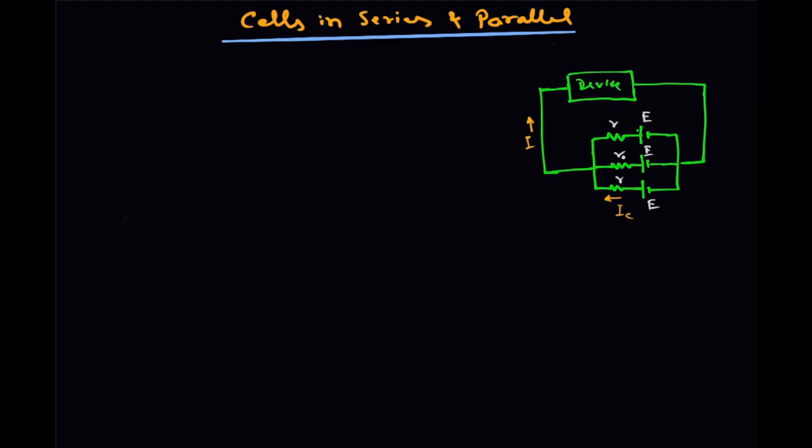If there are 3, then you can say that 3 times IC is equal to I. If there are such N cells in parallel, then N into IC is equal to I. The terminal voltage, that is the voltage across the device, let this voltage be V. V is equal to E minus IC into R, where IC is the same current flowing in all these branches.